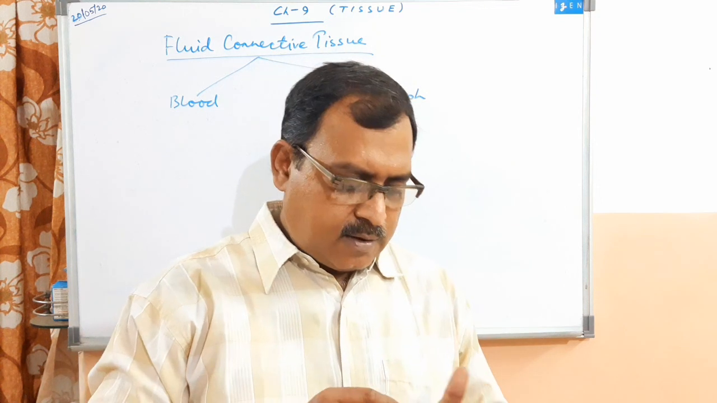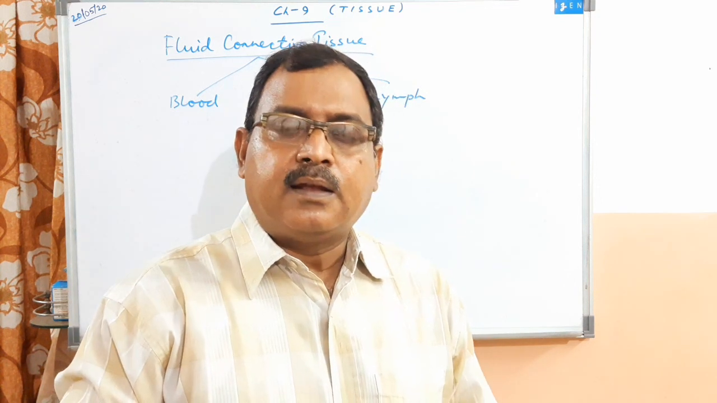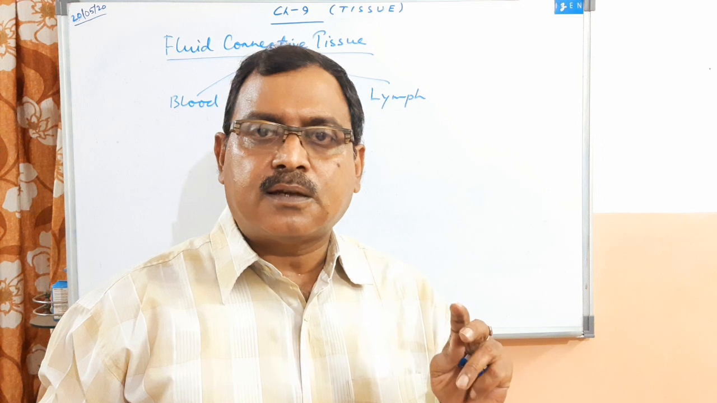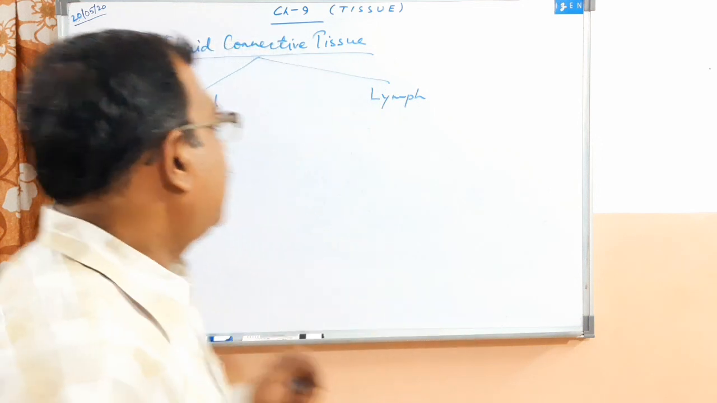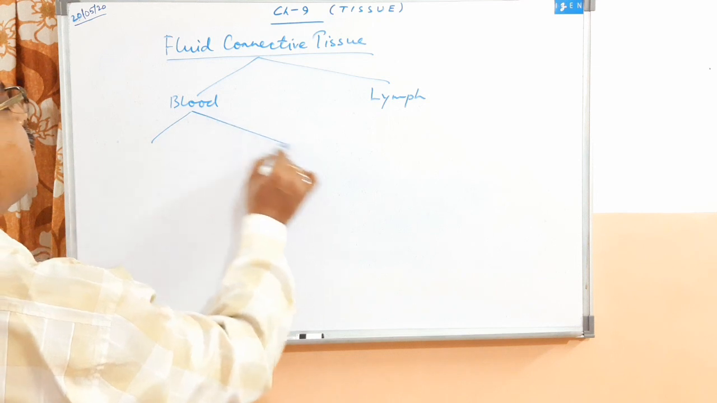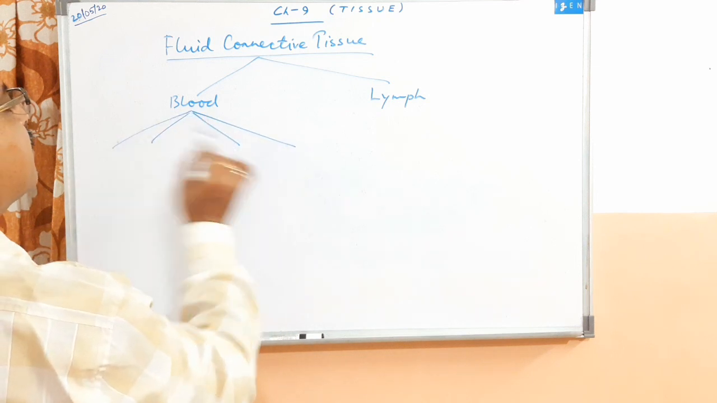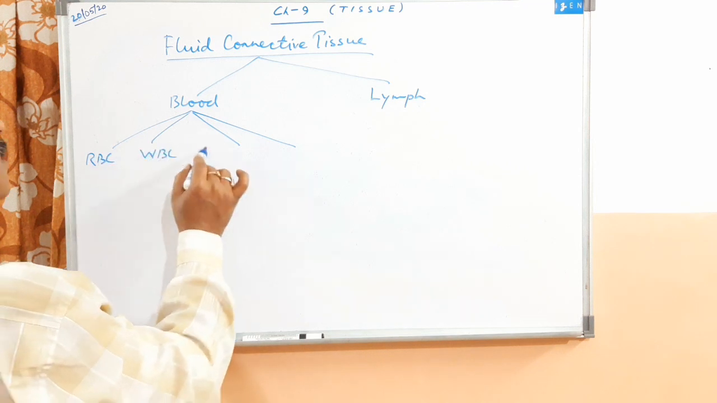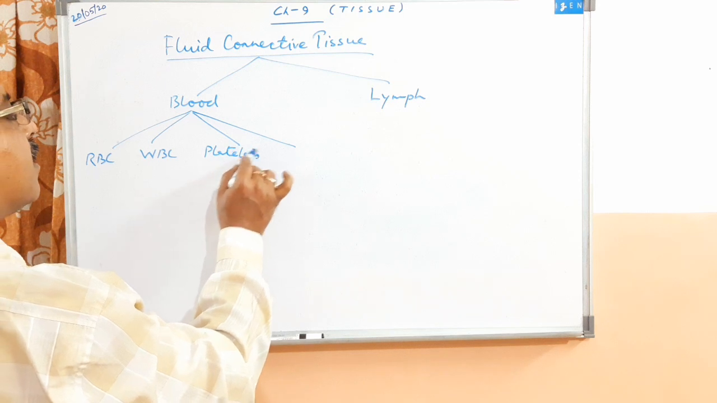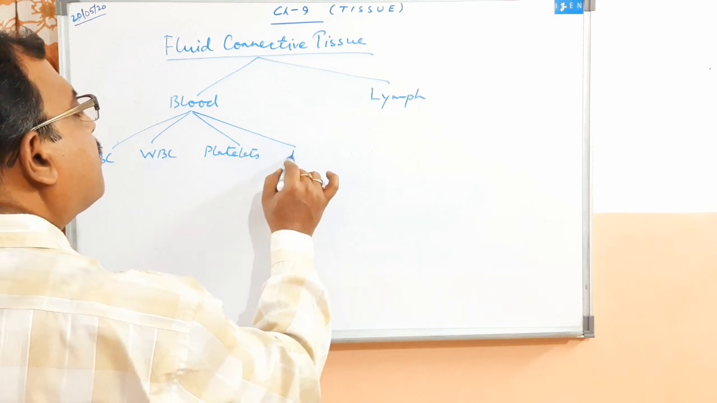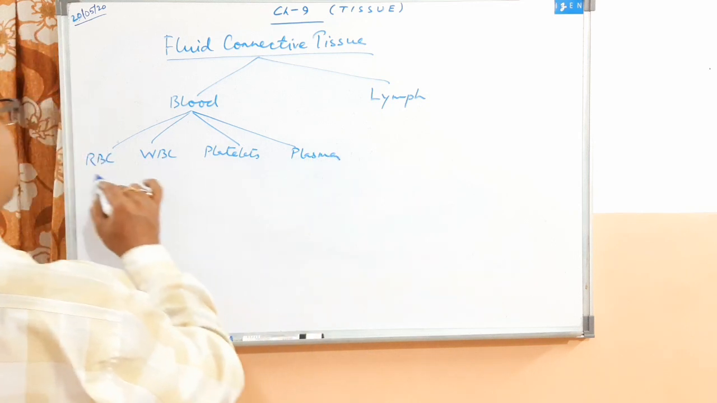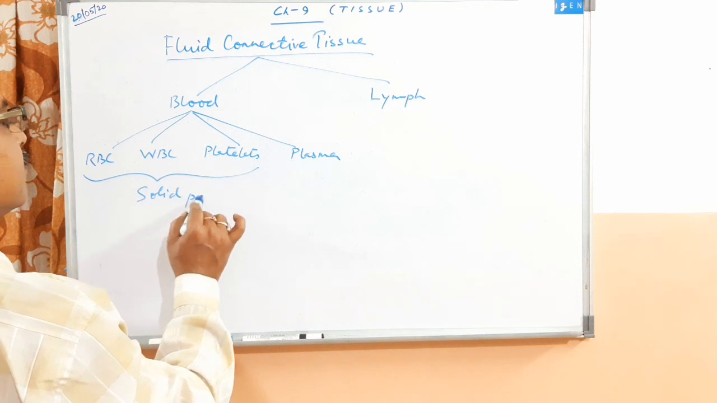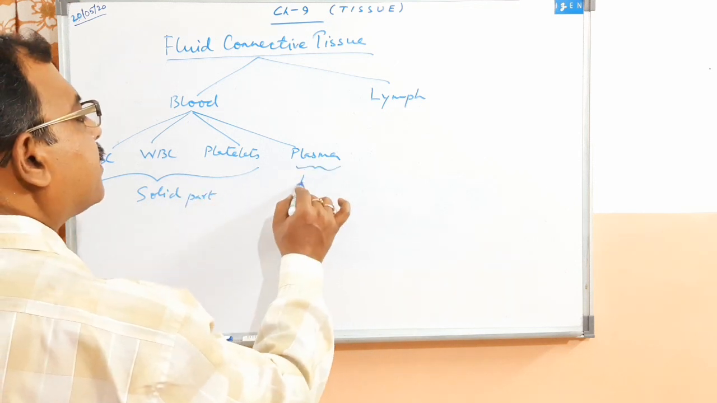Now what is blood, you know? Blood is that fluid connective tissue which has a liquid part and a solid part. Blood is composed of four different things. Firstly, RBC, second WBC, then platelet, and then plasma. These are the solid parts of the blood. And this one is the liquid part.